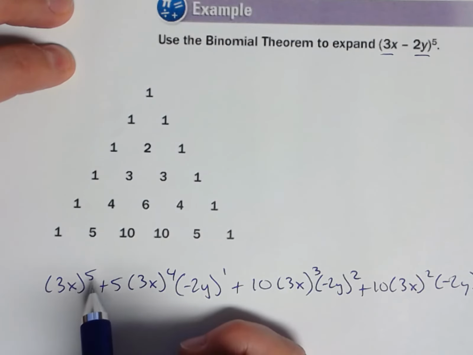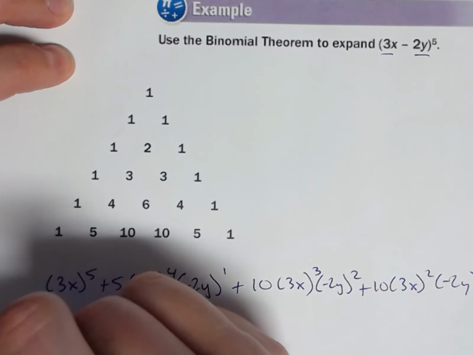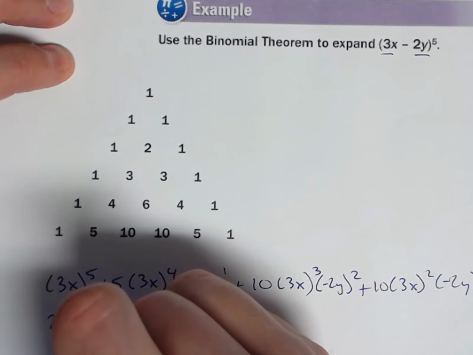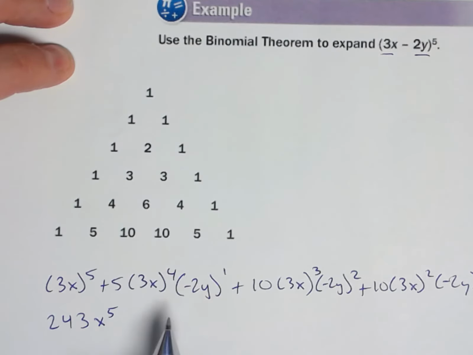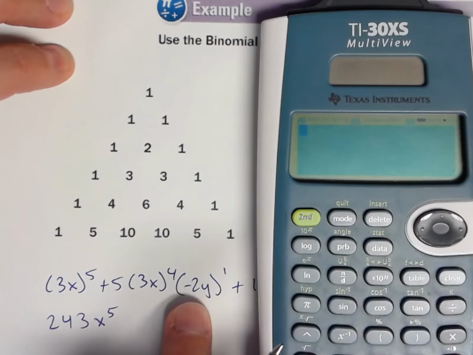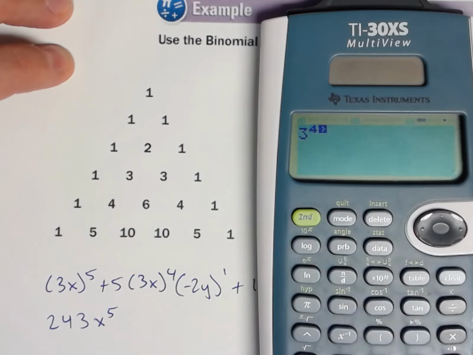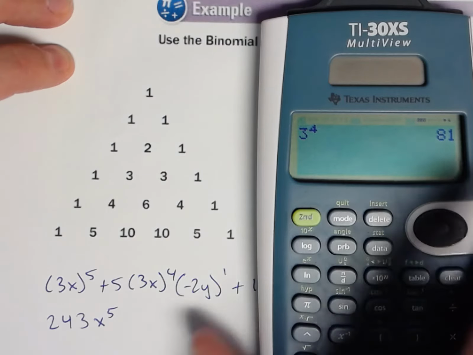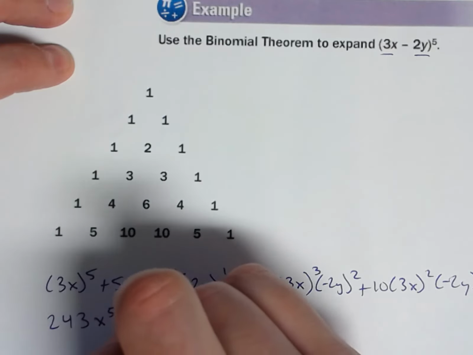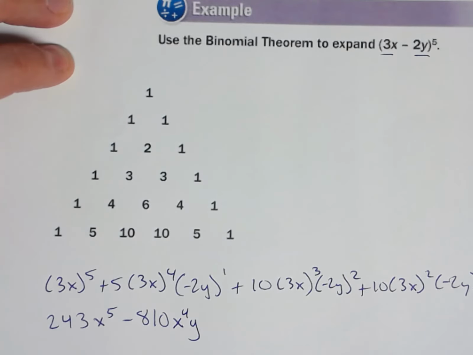So 3x to the fifth. Well, let's do 3 to the fifth power. So 3 to the fifth is 243. So that's 243x to the fifth. Now this next one, we've got a few numbers. Again, I like to list it all out and then just clean it up all together. So we've got negative 2 times 5, so that's negative 10. 3 to the fourth is 81 times negative 10, so minus 810 x to the fourth, y to the first.